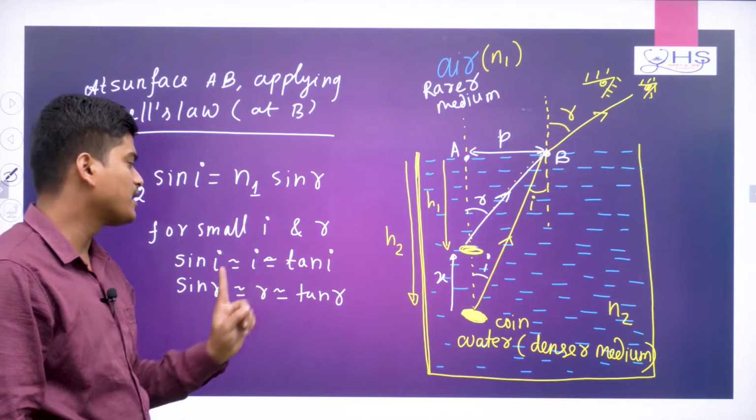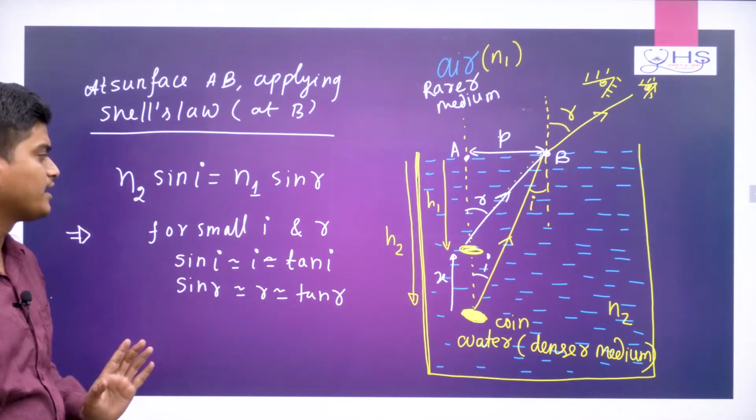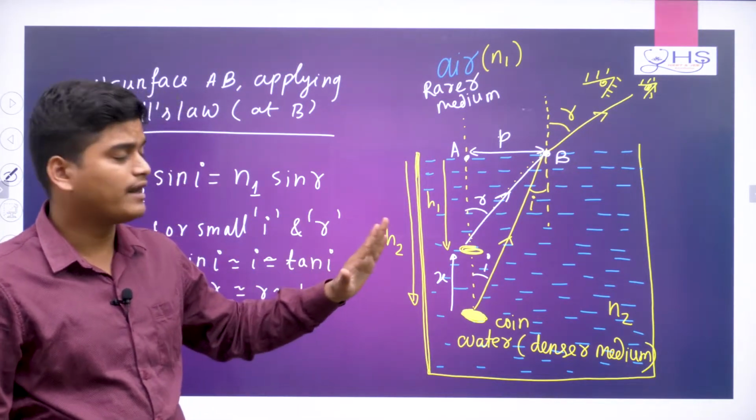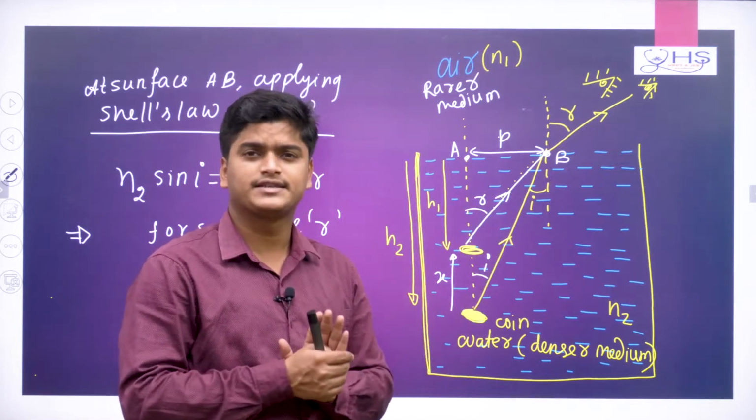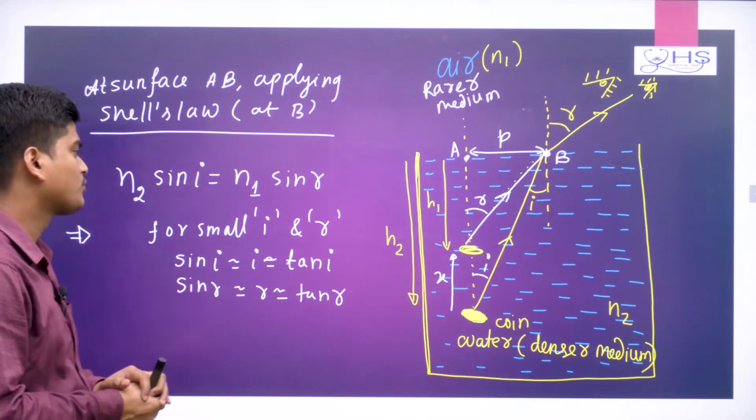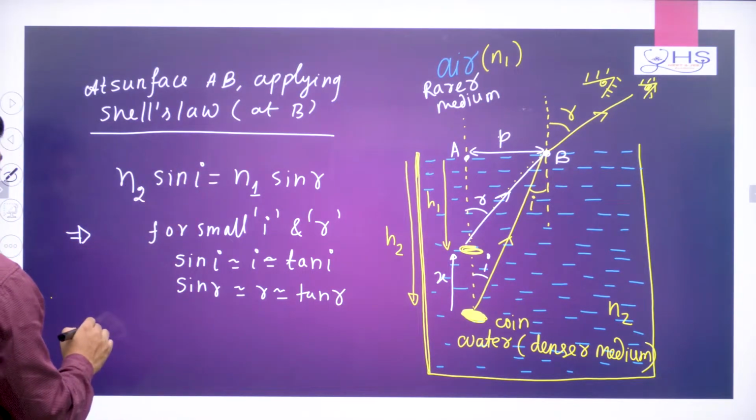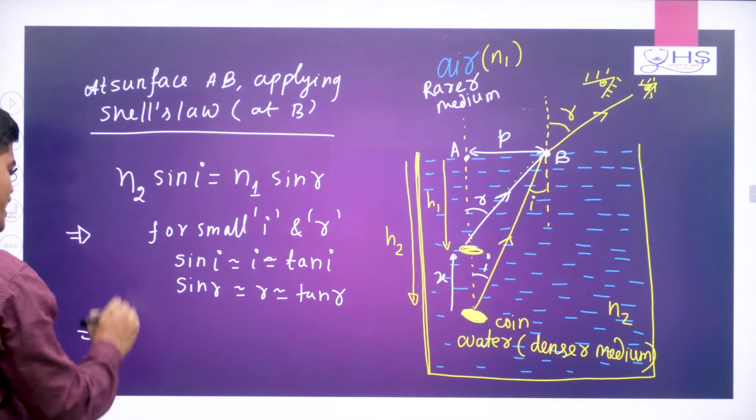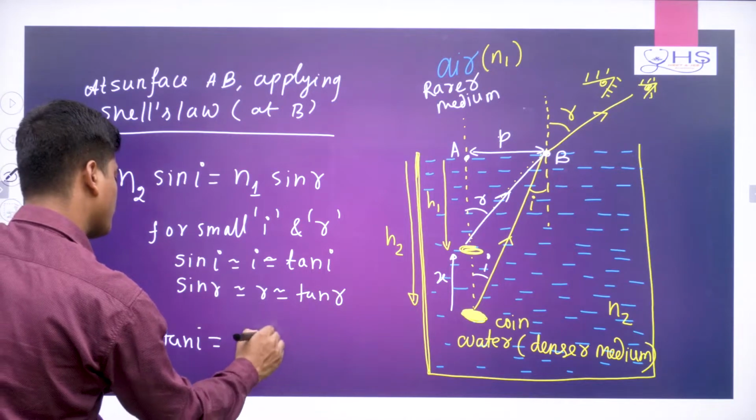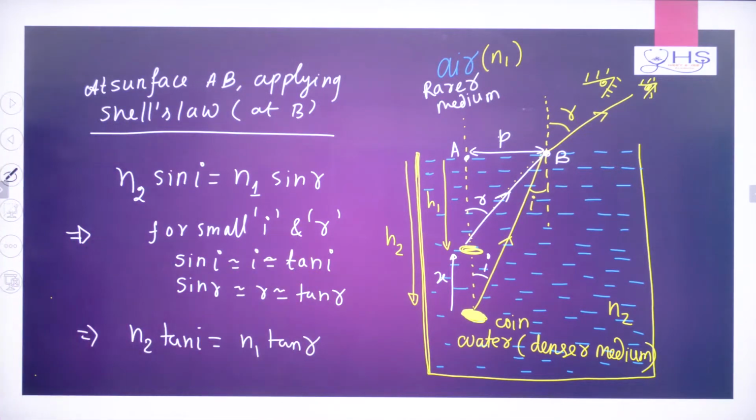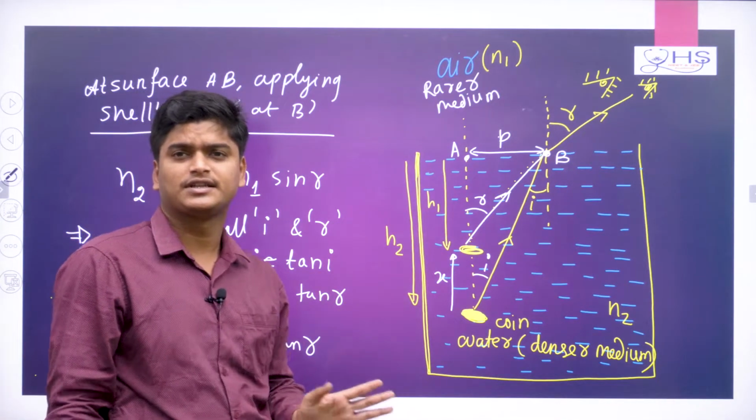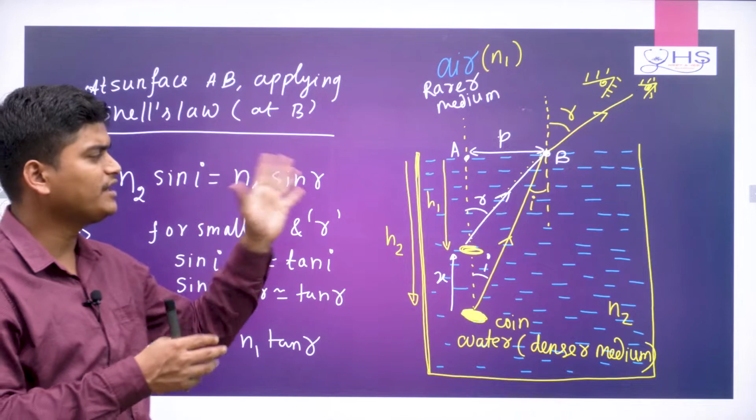So sin I and sin R become tan I and tan R respectively, because I and R are very small, or you can say these rays are paraxial rays. Now in place of sin I and sin R, I can substitute: N2 tan I equal to N1 tan R. Now I need to find tan I and tan R from this expression, and then relate the real depth and apparent depth.